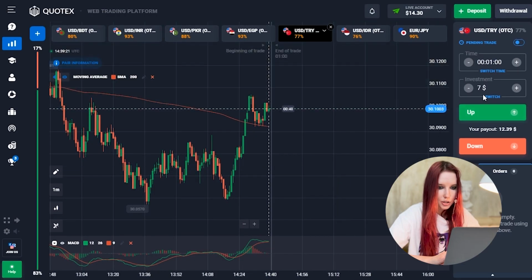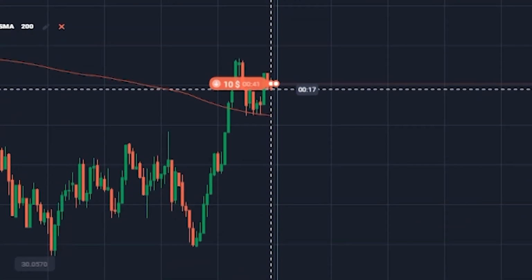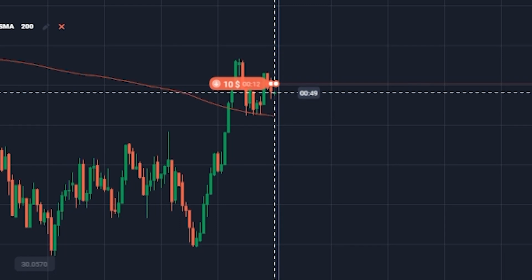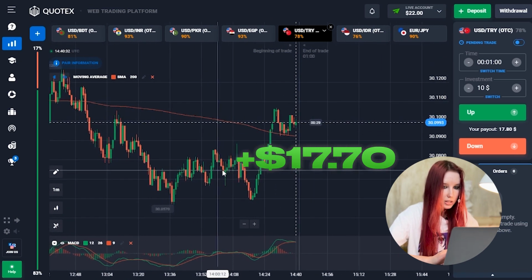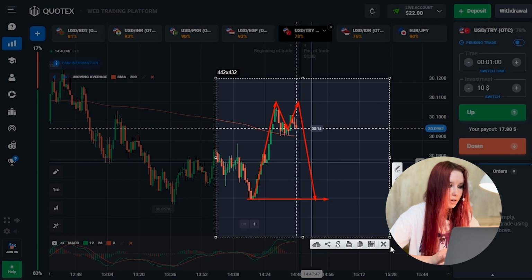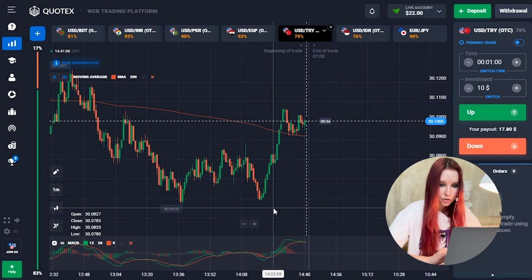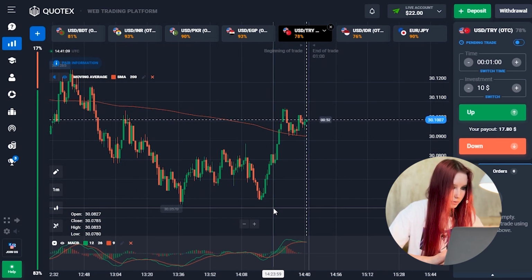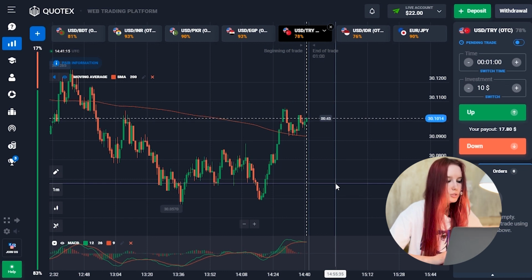Okay, here I want to change the investment by $10 and open a down trade. Great, okay, good, I'm in profit. And as we can see from the MACD indicator, a red histogram begins to appear. And here I also see the double top pattern, and I think that the price will go down further to about this level. So yes, the situation is really good here, but unfortunately our United States dollar and Turkish lira have a really low payout percentage. So let's move on to the next currency pair.